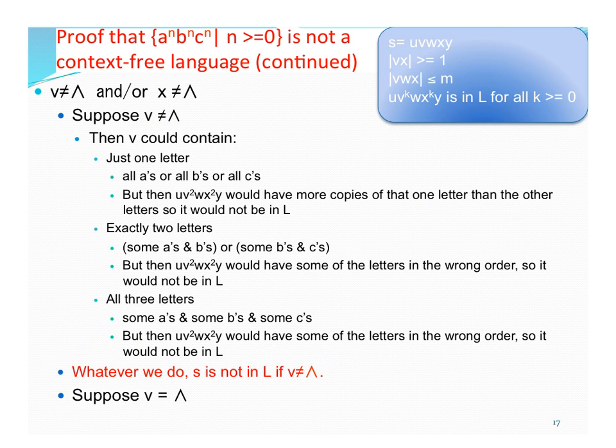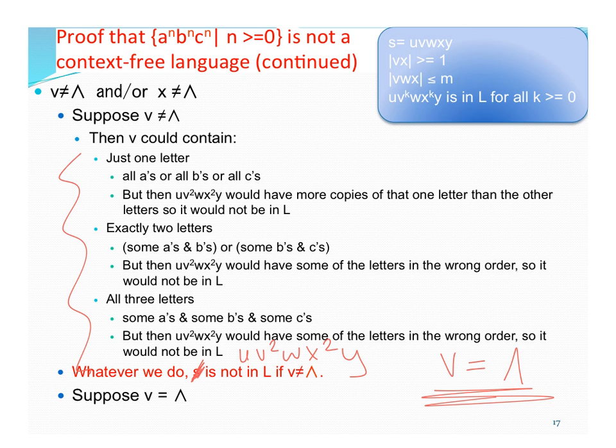So we know whatever we do, I shouldn't really say S here, right? I should say uv squared wx squared y is not in my language if v doesn't equal lambda. So I suppose v has to equal lambda, right? In order to be able to do anything with this proof, it's going to have to be lambda, because if it's not lambda, we know for sure that this string here, uv squared wx squared y, is not in my language, and it has to be by the pumping lemma for context-free languages.